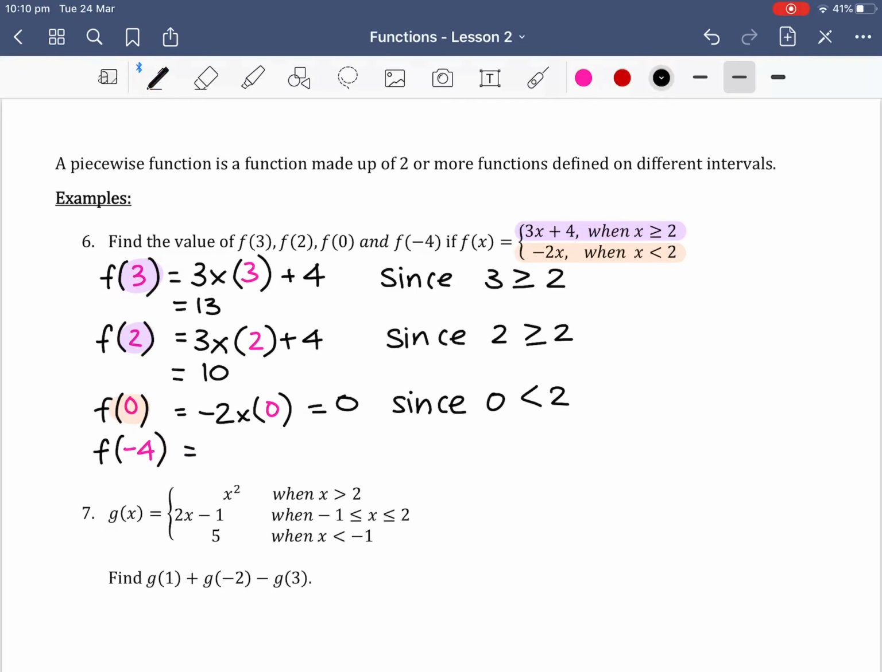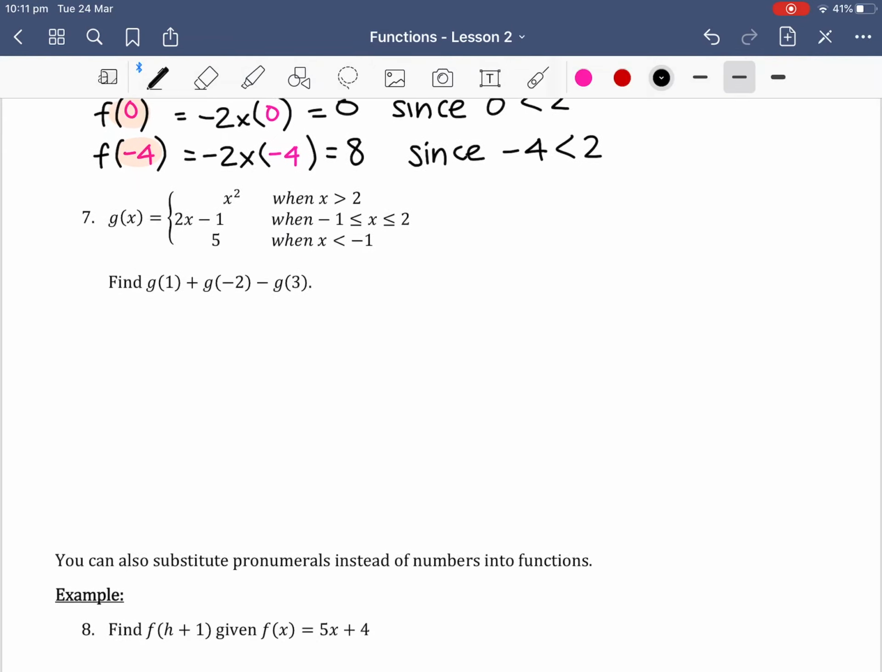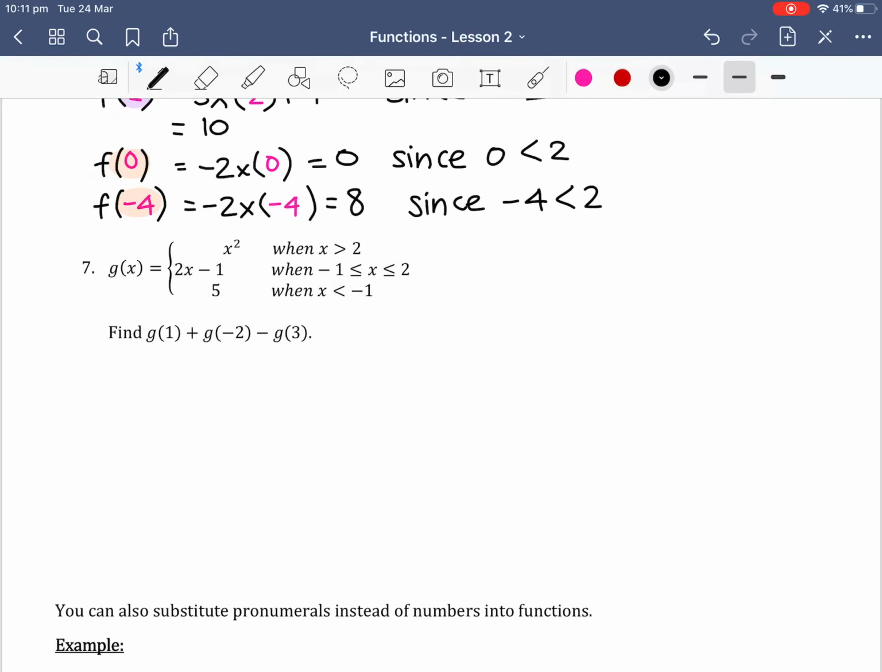And then we have f of minus 4. Because negative 4 is less than 2, we use the second function defined. So it will be minus 2 times our minus 4, since minus 4 is less than 2. So minus 2 times minus 4 is just positive 8. So we have found the value of f(3), f(2), f(0), and f(minus 4).